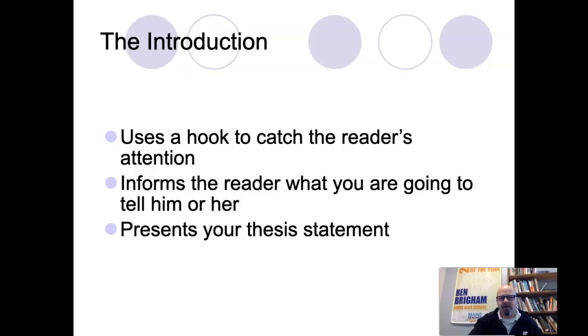Let's dig into some of the qualities of the introduction. The introduction has three specific jobs. The jobs of the introduction include to hook or catch the reader's attention, to inform the reader what you are going to tell him or her, and to present your thesis statement.